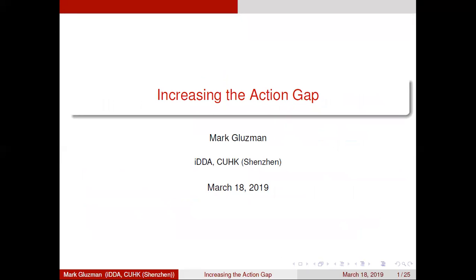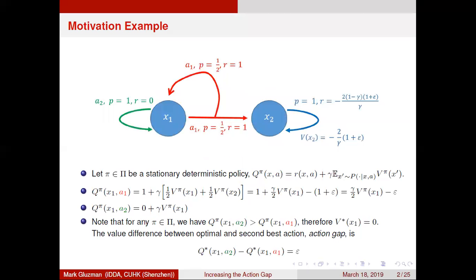So today I would like to present a paper that is discussing increasing the action gap. So let's start with an illustrative example. Let's assume that we have a simple Markov chain that consists of just two states.